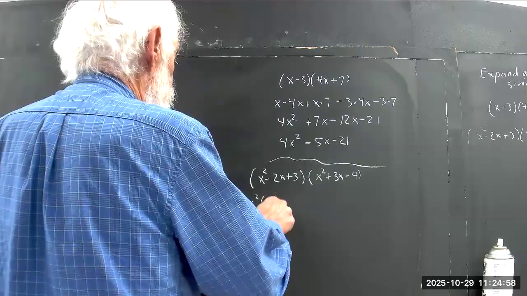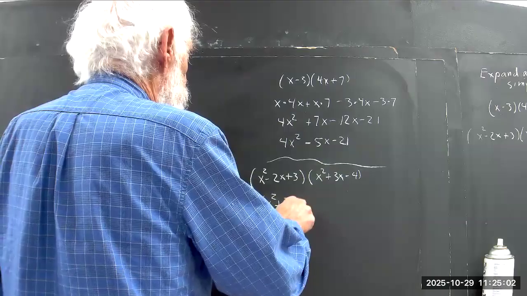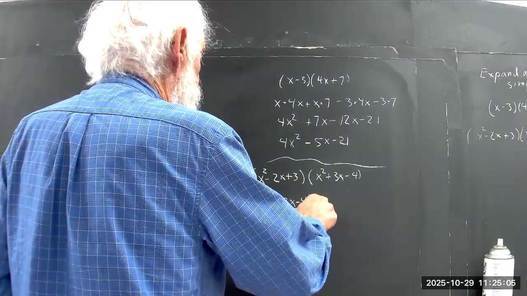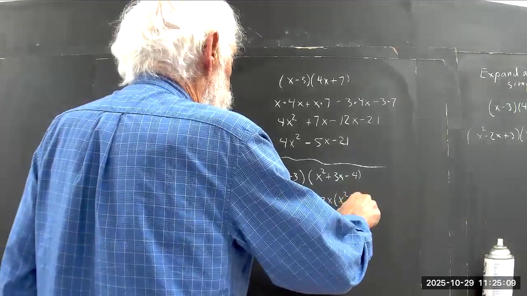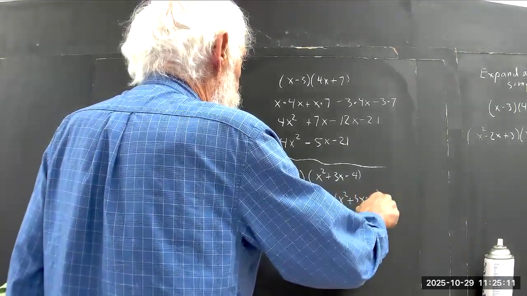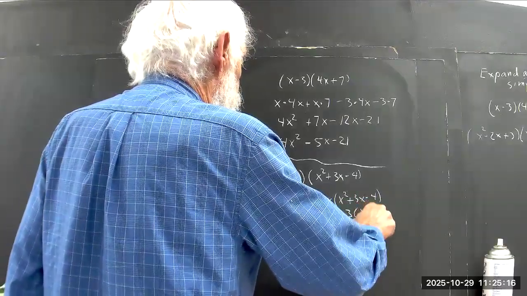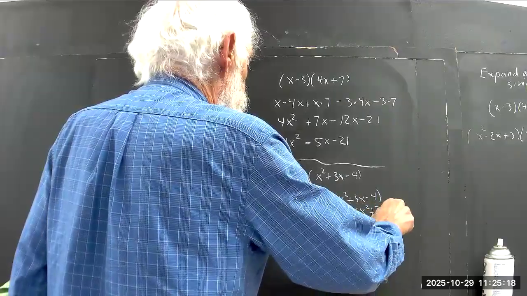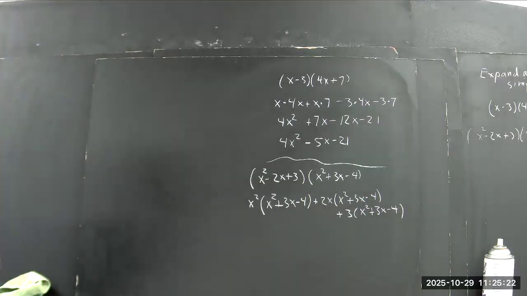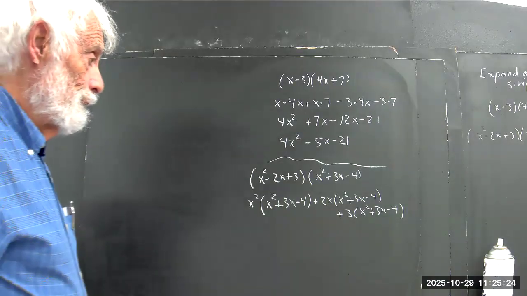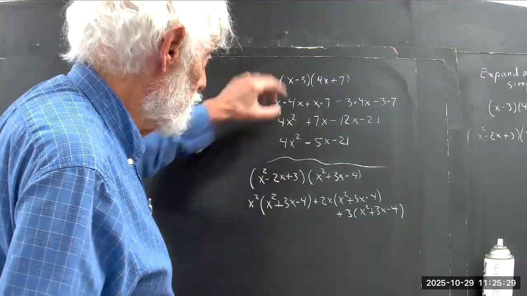You got x squared times x squared plus 3x minus 4, plus 2x times x squared plus 3x minus 4, plus 3 times x squared plus 3x minus 4. Okay, that helps you keep track. You can actually just do this times this times this, and so forth, like I did here.